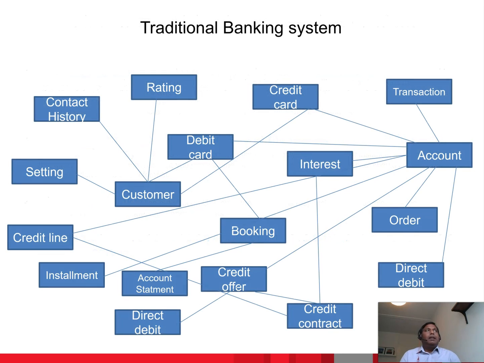Okay, let's take an example of a traditional banking or financial system. Whenever we talk about a financial system, a lot of terminologies come to our mind, which might be customer, account, booking, statement, credit, cards, and so on. Imagine we already have a traditional banking system monolithic app, and we now want to modernize it into a microservices based architecture.